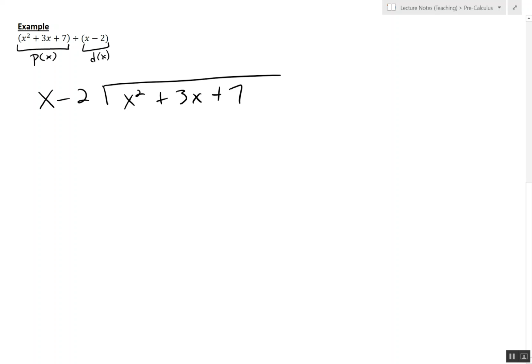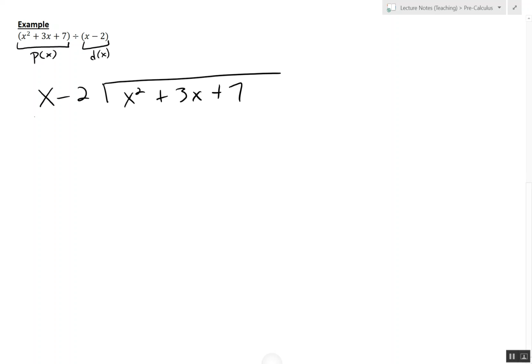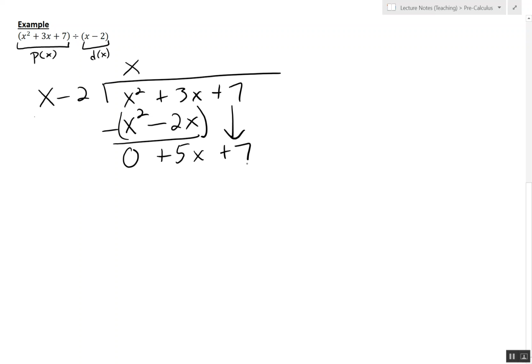So the idea is x goes into x squared x times, because x times x is x squared, but we also have to distribute this x to the negative 2, so we'll get a minus 2x. And what we want to do now is subtract this. So we have x squared minus x squared, which is 0. We have 3x, but this minus turns this into a plus, so this will be a plus 5x, and then we bring down the next term just like before.